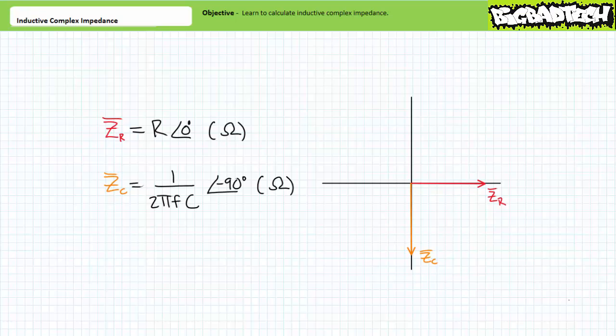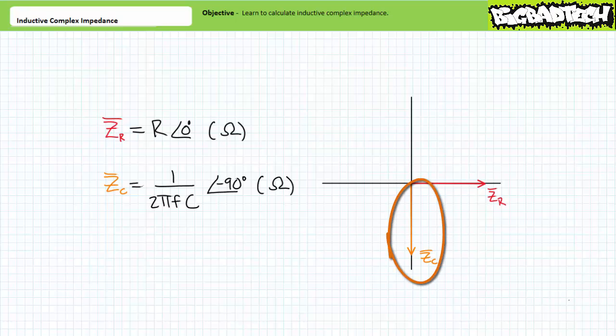Capacitors, in contrast, when represented as complex impedances, are elements that exist entirely in the negative vertical imaginary y-axis. Frequency of the AC source does have an effect on the magnitude of capacitive impedance using the following formula. Z_C, note the overbar, equals 1 over 2 pi times the frequency in units of hertz times the capacitance in units of farads at an angle of negative 90 degrees when represented using polar format.